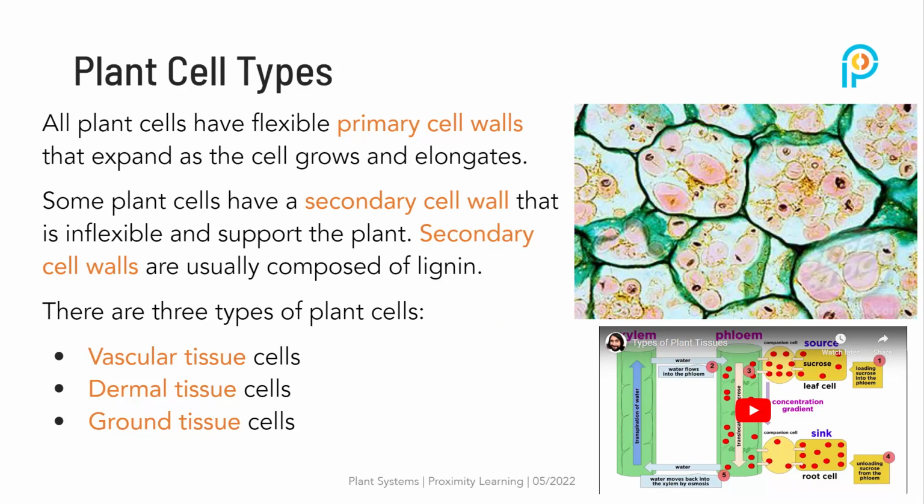All plant cells have flexible primary cell walls that expand as the cell grows and elongates. Some plant cells have a secondary cell wall that is inflexible, and that helps support the plant. Secondary cell walls are usually composed of lignin. Okay, there are 3 types of plant cells: vascular, dermal, and ground tissue cells.